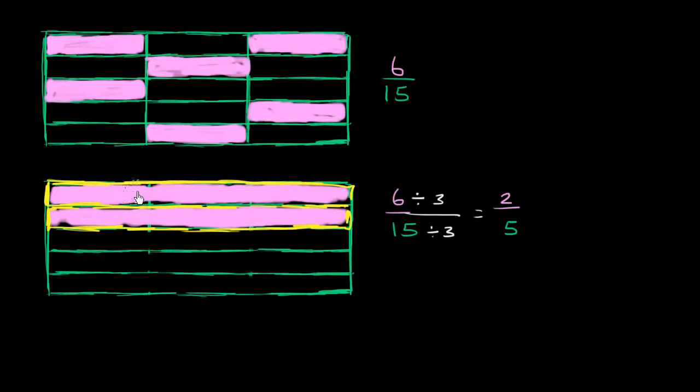So notice you're covering the exact same area of the original thing. You're covering 2 out of the 5 equal sections. So 2/5 and 6/15 are equivalent fractions. So if you want to say what fraction of this is covered in the simplest form, you would say 2/5.